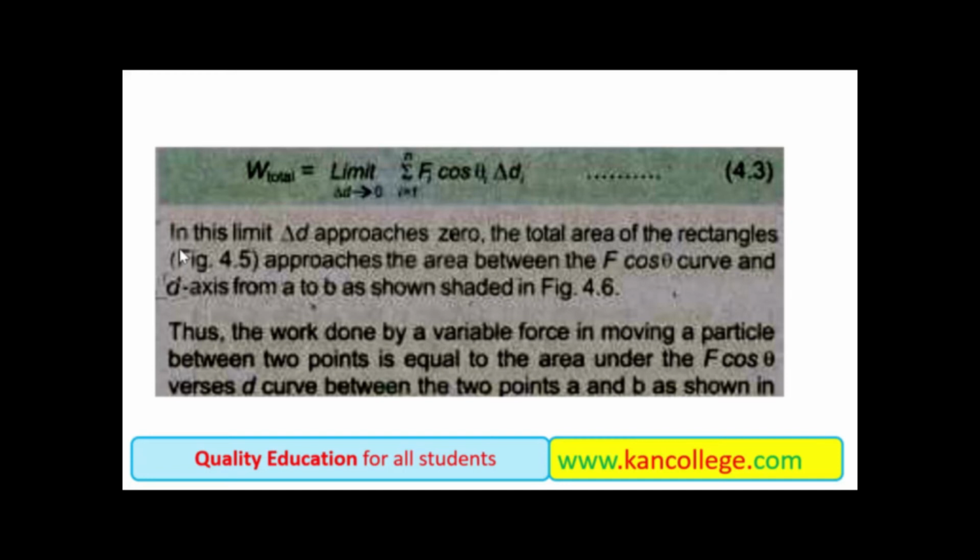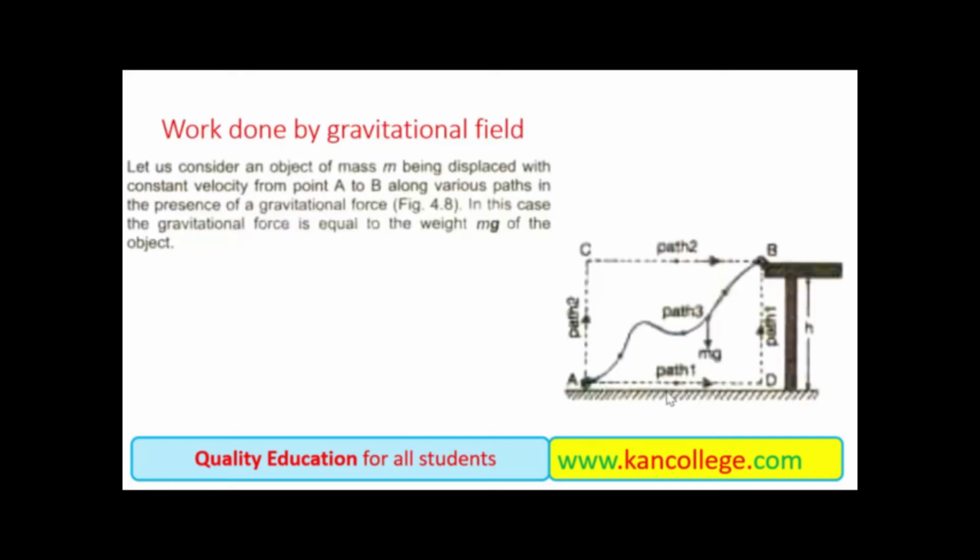So in this limit, as delta D approaches 0, the total area of the rectangles shown in the previous figure approaches the area between the F cos of theta curve and the d-axis from A to B, as shown in the shaded figure. Thus the work done by the variable force in moving a particle between the two points is equal to the area under the F cos of theta versus d curve between the two points A and B, as shown in the figure.